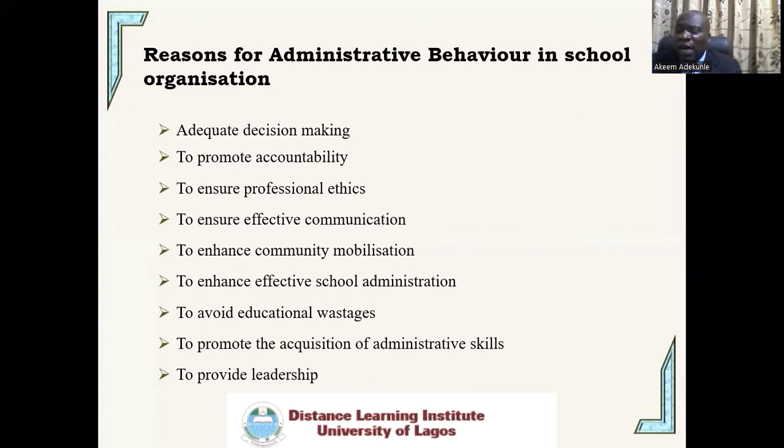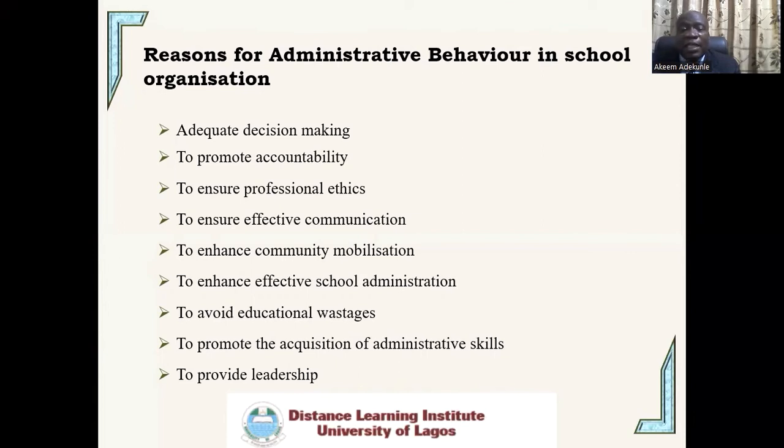And when we talk of accountability, we are talking of responsibility, we are talking of answerability, we are talking of being liable for one's action and inaction. Administrative behavior will help to promote accountability. It helps administrators to be answerable. It helps administrators to be liable for actions and inactions that are taken within the system.